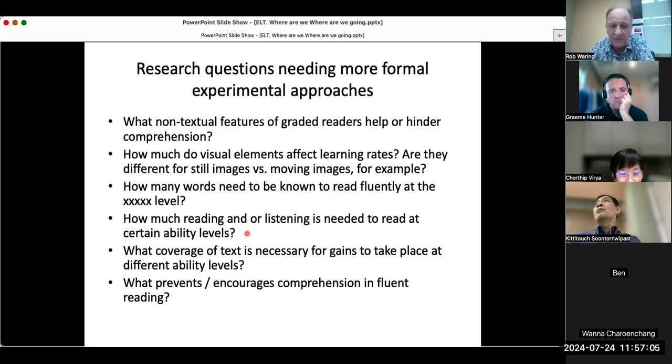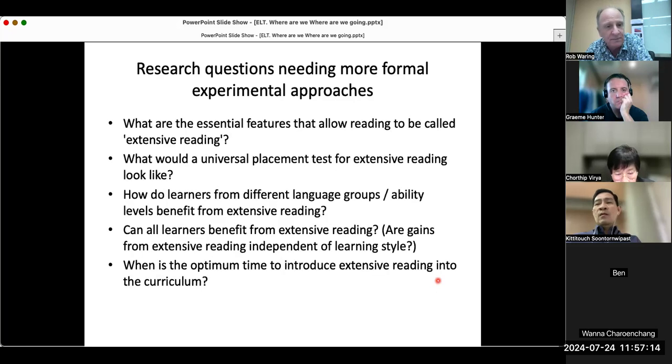I've already provided some data on that. What prevents or encourages comprehension in fluent reading? What are some of the speed reading bumps, in other words? What are the essential features that allow reading to be called extensive? Is just reading a graded reader extensive reading? What would a universal placement test for extensive reading look like? How can you test what somebody's level is for extensive reading?